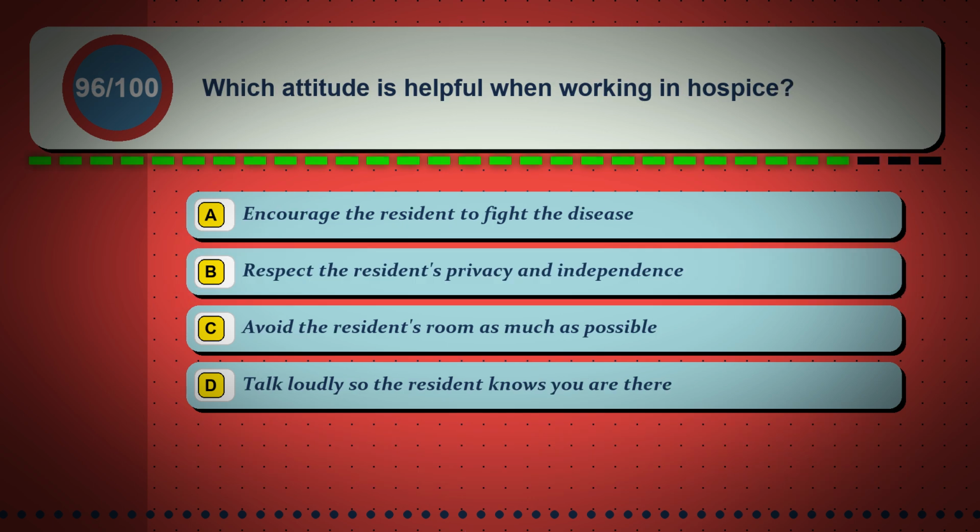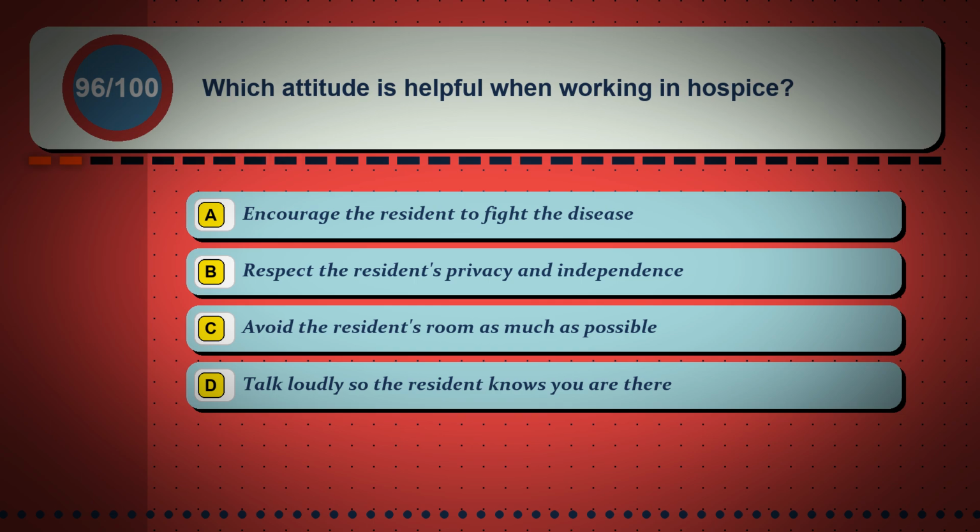Question 96. Which attitude is helpful when working in hospice? Option A. Encourage the resident to fight the disease. Option B. Respect the resident's privacy and independence. Option C. Avoid the resident's room as much as possible. Option D. Talk loudly so the resident knows you are there.